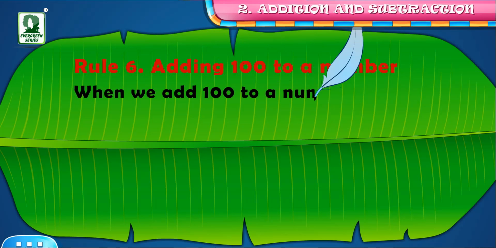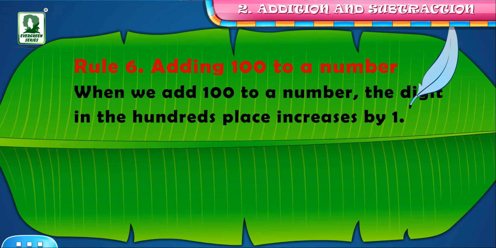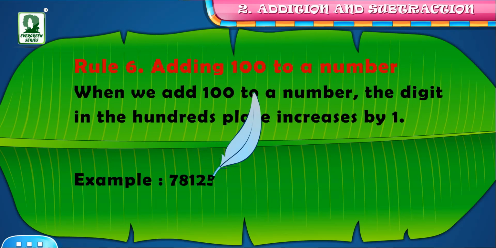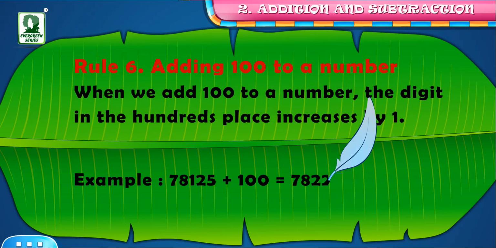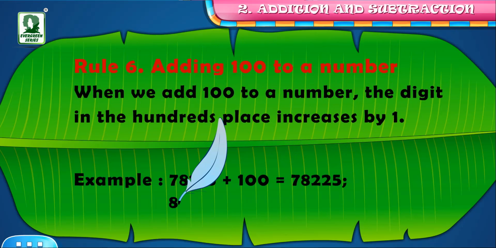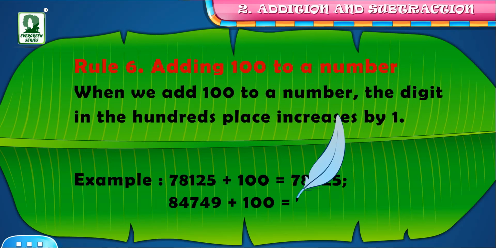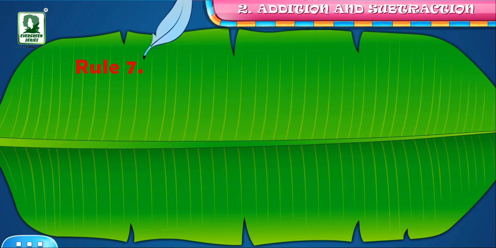Rule 6. Adding 100 to a number. When we add 100 to a number, the digit in the hundreds place increases by 1. As for example, 78,125 plus 100 is equal to 78,225. 84,749 plus 100 is equal to 84,849.